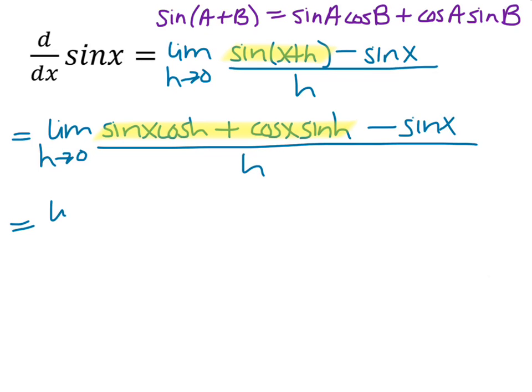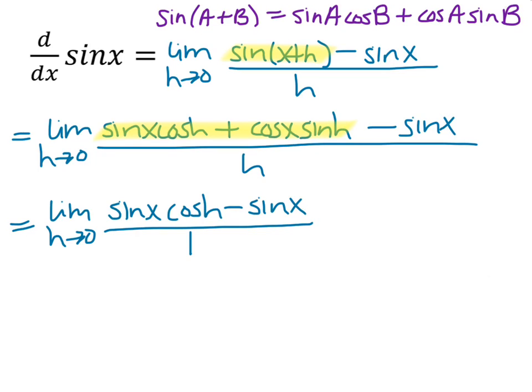Next, we will reshuffle some terms. Limit as h approaches 0. Let's write the two terms with the sine x right next to each other: sine x cosine h minus sine x. We're going to regroup them in a moment, and let's separate them because the limit of the sum is the sum of the two limits. I want to evaluate the second limit here separately: cosine x sine h over h.